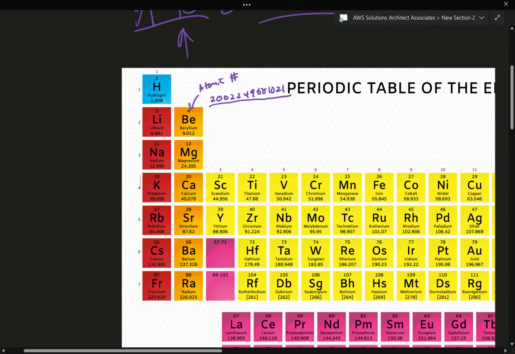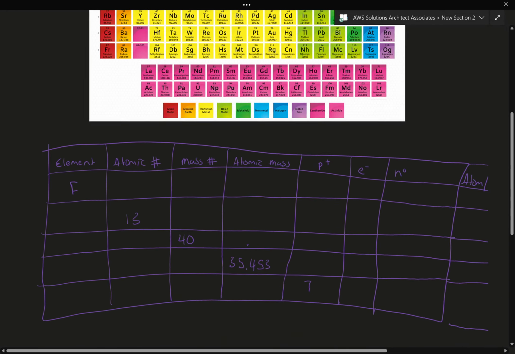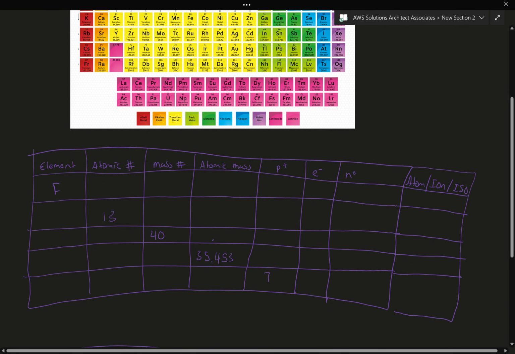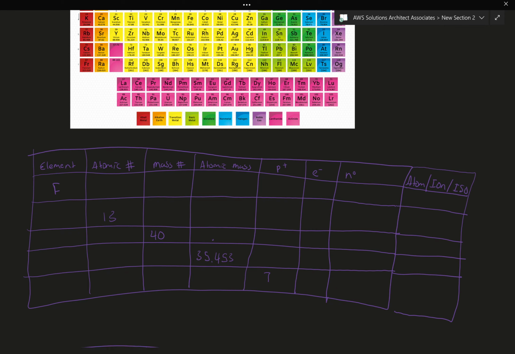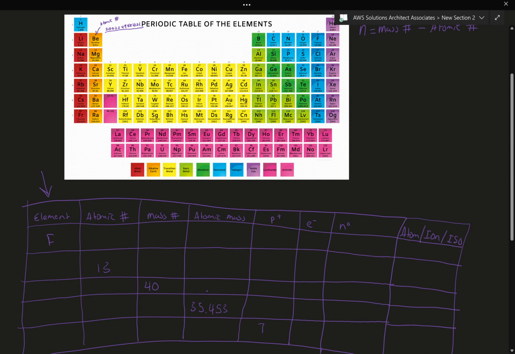To sum this all up, we are going to use this right here. And feel free to work along with me or pause the video and fill this out yourself, because you guys should already know this by this point. So for our element, we have element F, all right? I know F is fluorine. Fluorine is all the way over here.